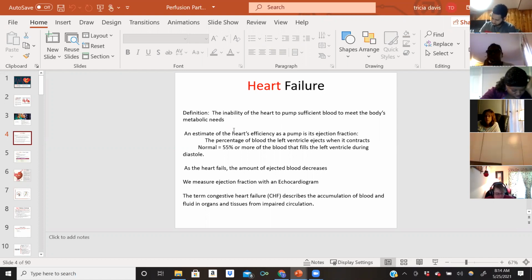It is indicative of heart failure. So as the heart continues to fail, the amount of ejected blood is going to decrease. You measure it with an echocardiogram. And the term congestive heart failure describes the accumulation of blood and fluid in our organs and tissues, because we get impaired circulation: the heart isn't squeezing properly and it's not ejecting enough blood to circulate through the body and perfuse all the organs.